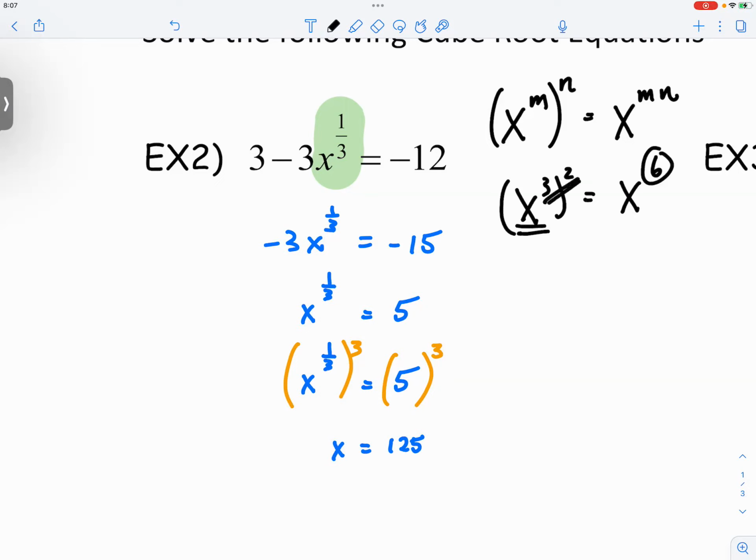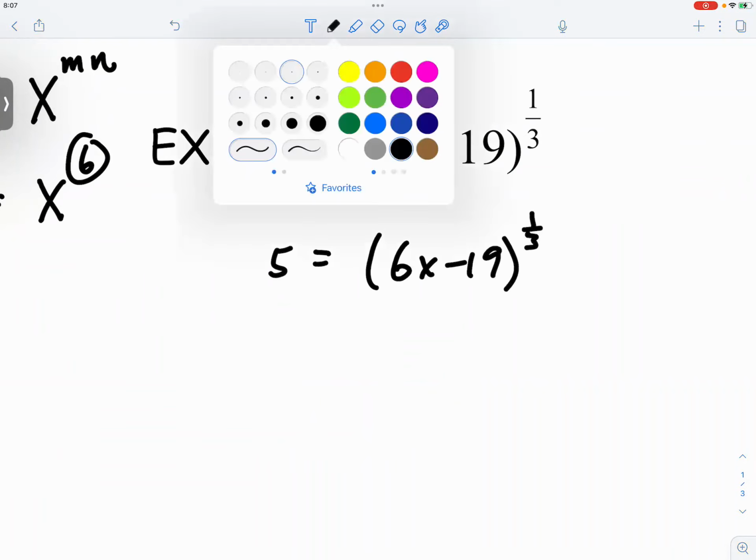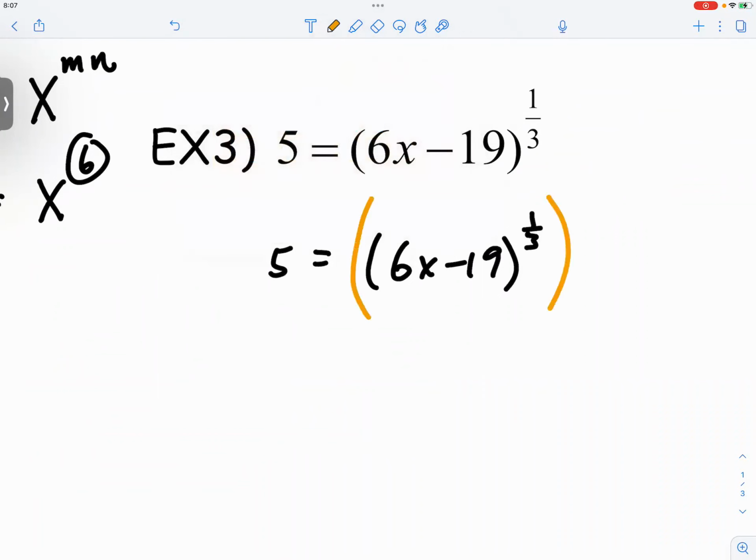That also explains how these two exponents multiply, and that's how you remove the 1/3 power. So 1/3 power, again, is a cube root. So right here, the first thing we would do to remove the 1/3 power is to cube both sides.